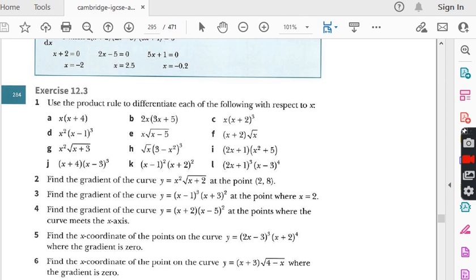In last lecture we did question number 1 all parts. Today we are going to do word problems of this exercise. Let's start question number 2.